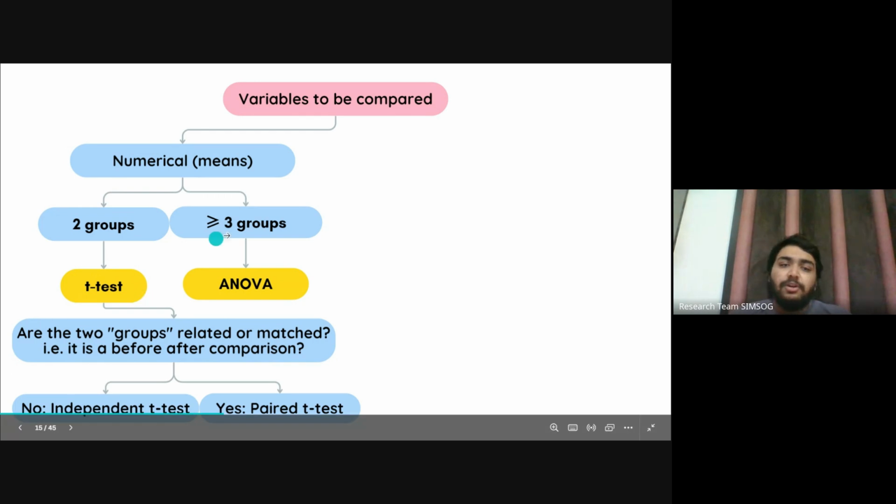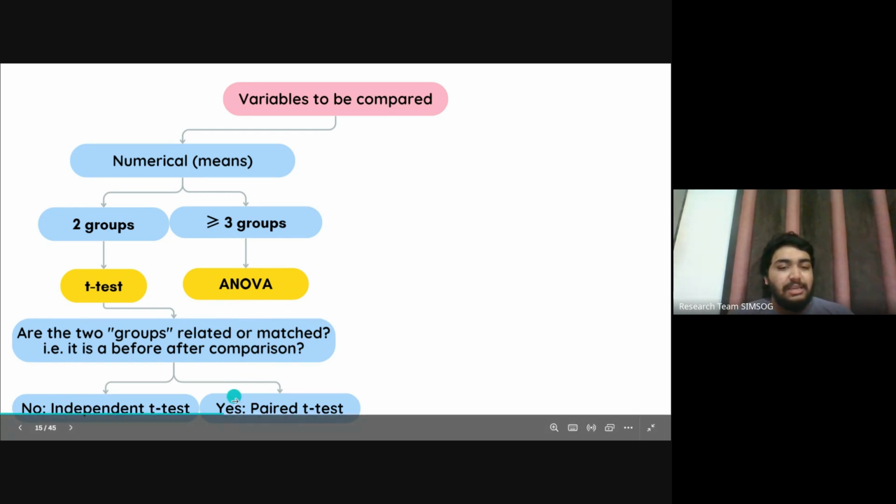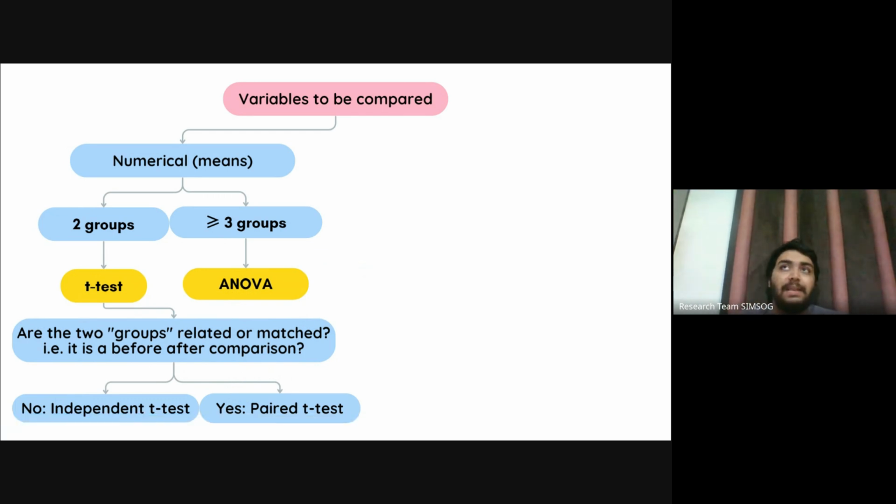Similarly, for three groups also you can do the same thing. The only difference is in the name. If it's the same group, you will call it repeated measures ANOVA, and if it's different groups, you'll call it one-way ANOVA or MANOVA, with an M, multiple ANOVA. So that's what it is for numerical or quantitative data.